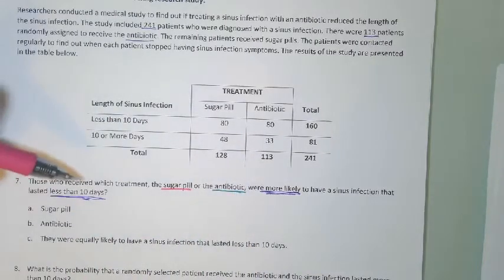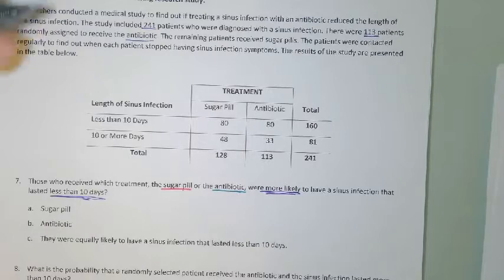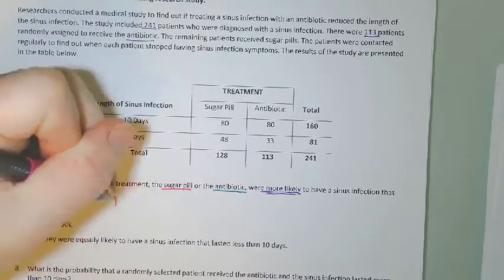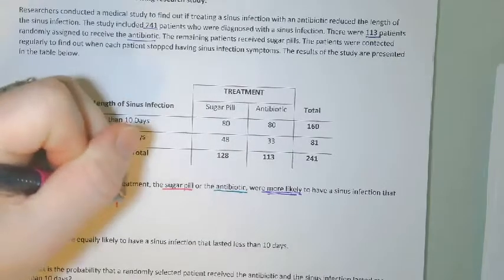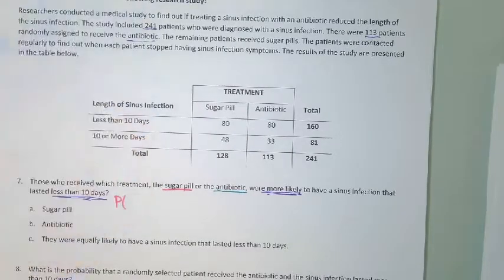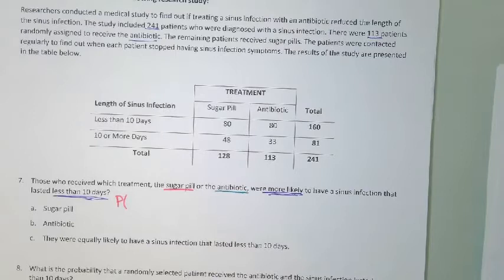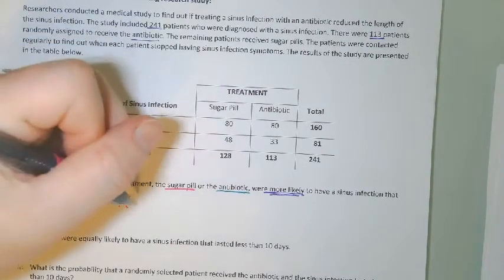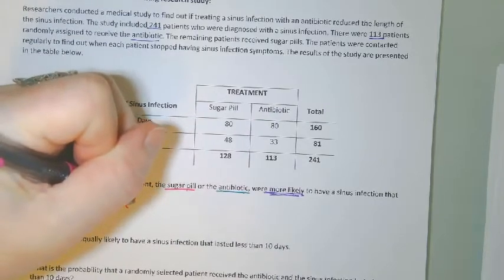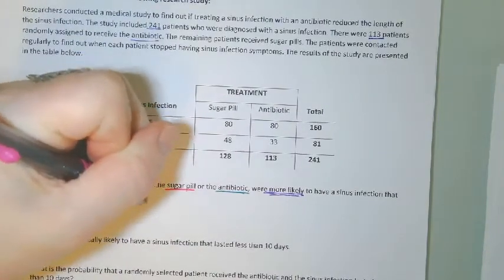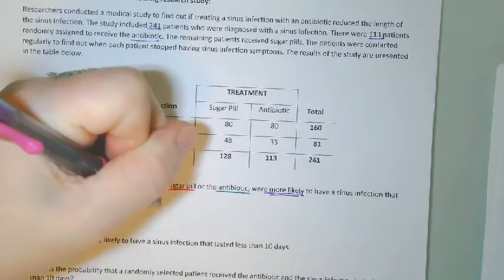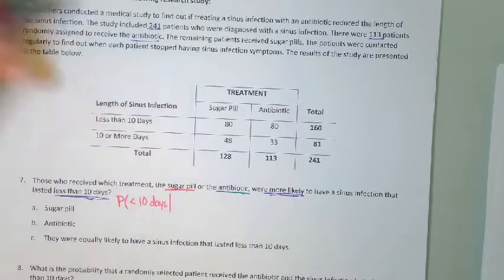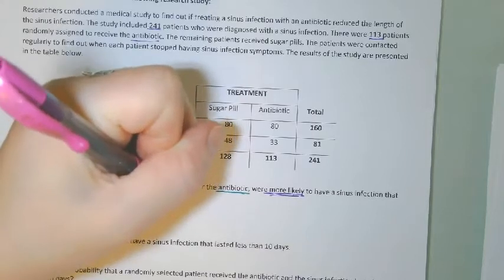If I were to write this out as a probability statement, remember, conditional probability is the one that has that vertical bar. So it would look something like this: the probability that your sinus infection lasted less than 10 days, given that you took a sugar pill.